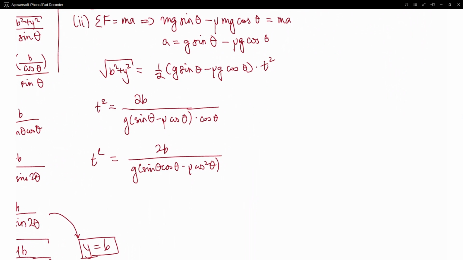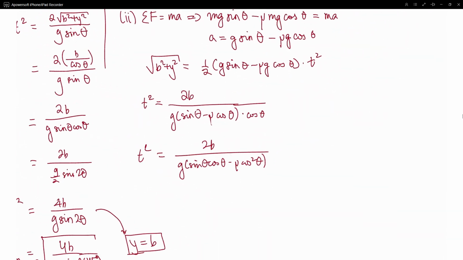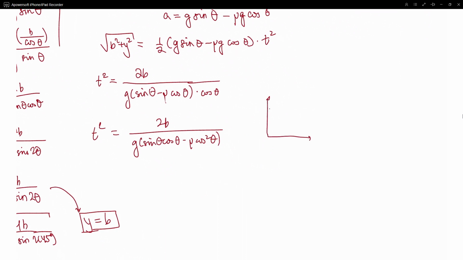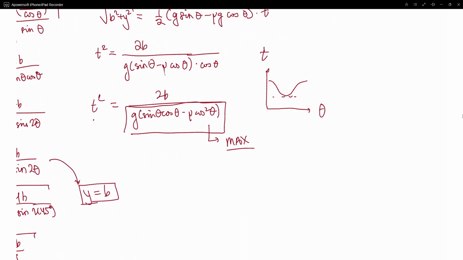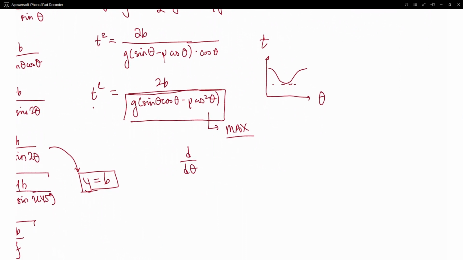So what we want to find is the minimum value of my time t. The graph maybe will look something like this, the t and theta graph. I want to find the minimum value, meaning that I want to differentiate dt over d theta. Of course, when t is at a minimum, this expression over here will have to be at its maximum. So we can simply differentiate d over d theta of this whole expression, and we have to set it equal to 0.